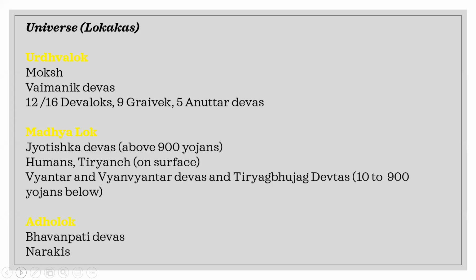And the first 2.5 Dweeps and Samudras are known as Adidweep. In this Adidweep, you have got all the Jyotish Devtas that are mobile. That means there are 5 types of Jyotish Devtas we saw last time. Those are the sun, the moon, the constellations, the planets, and the nakshatras. All these Jyotish Devtas in the Adidweep rotate around the Meru Parvat.